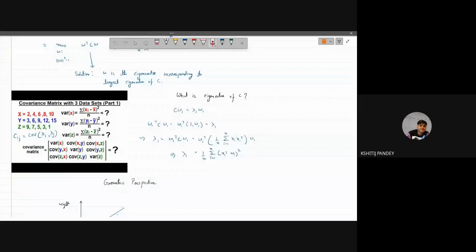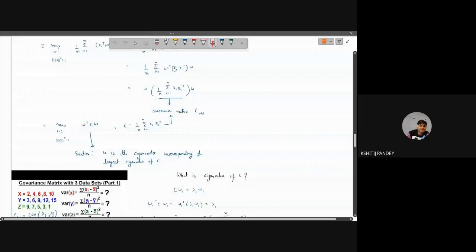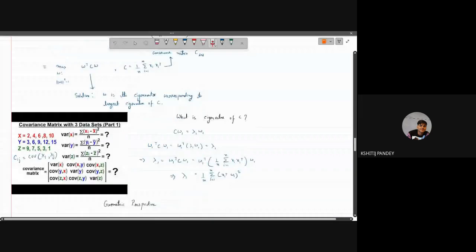Here we will pre-multiply both sides with W1 transpose. As we look here, lambda 1 is a scalar, so we can take it out, and W1 transpose W1 is basically the norm square of W1, which we know is equal to 1. So this is equal to lambda 1, and lambda 1 is equal to this quantity. This is the optimization problem at hand. So now we know the relation of eigenvalue, eigenvector with this.